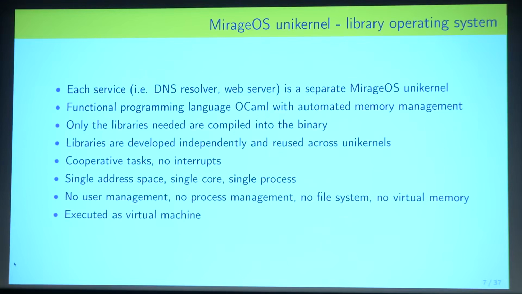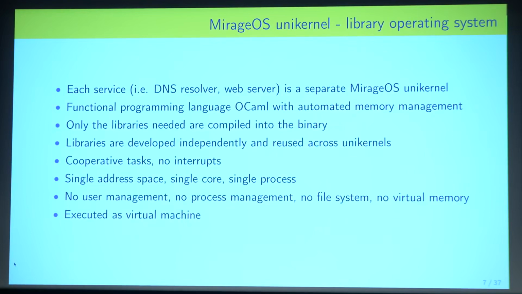These are the goals. What is a MirageOS unikernel? That is basically the project I've been involved in for six years or so. The general idea is that each service is isolated in a separate MirageOS unikernel. So your DNS resolver or your web server don't run on this general purpose Unix system as a process, but you have a separate virtual machine for each of them. So you have one unikernel which only does DNS resolution. And in that unikernel, you don't even need user management. You don't even need process management because there's only a single process.